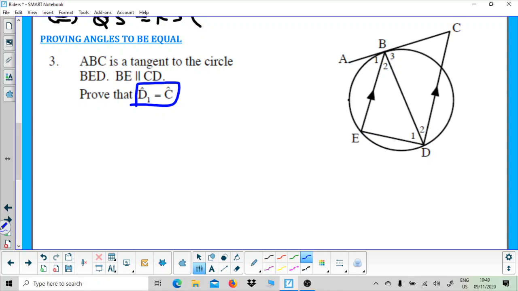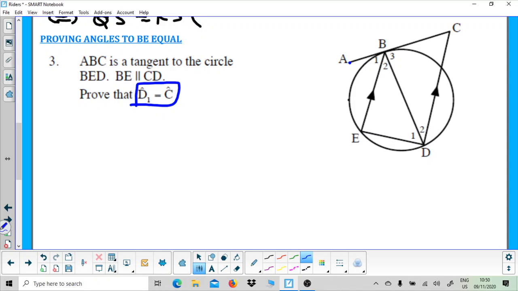If you want to prove that angles are equal to each other, you don't go and try to prove D1 is equal to C immediately. Find angles that are equal to D1 in the diagram, and then find angles that are equal to C. Find out if there is a relationship on those angles. At this point, I can't help but notice that D1 is equal to B1.